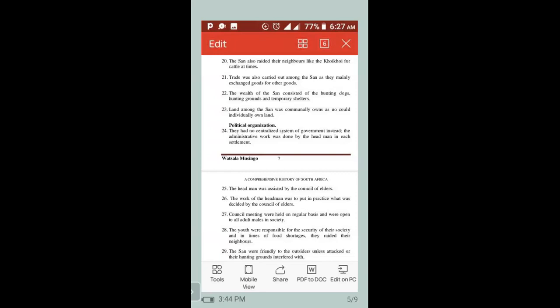Just like you. Let me give an example. You're your mom's priority. If anybody tempers to do any harm to you, your mom would act negatively toward that person. You're your mom's wealth and priority. So to the San, their wealth and priority were the hunting dogs, hunting grounds, and temporary shelters. But the land was a communal property. It wasn't individual. I guess I've tried to explain in a way that I can.